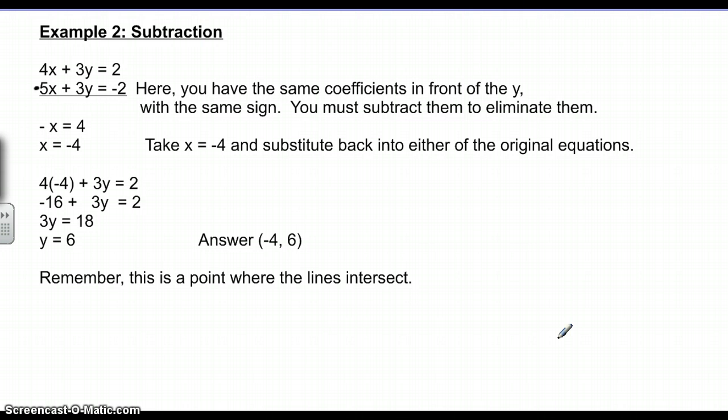I substituted it back in the first equation, so I have 4 times negative 4 plus 3y equals 2. Negative 16 plus 3y equals 2. So 3y equals 18, or y equals 6. So my answer then is (negative 4, 6). The answer isn't x equals negative 4, y equals 6. Remember, these are coordinates of a point. So you put them in parentheses, negative 4, comma 6. And this is the point where the two lines intersect.